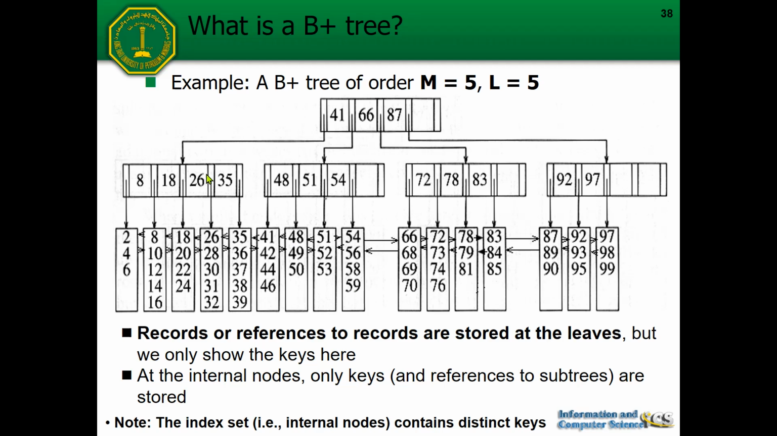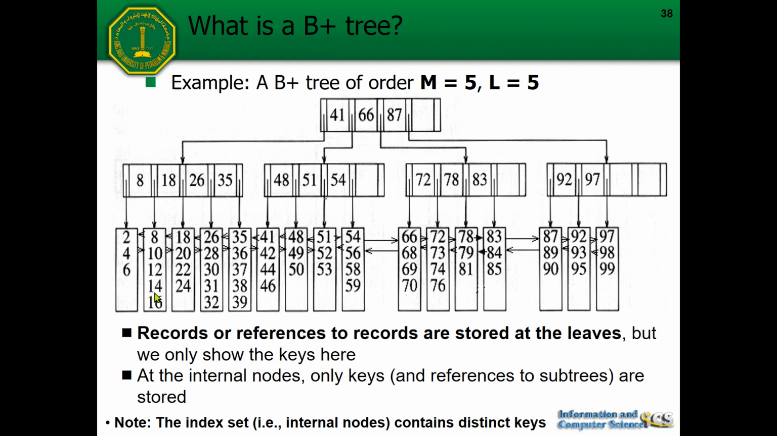Okay, maybe another thing that we need to understand, you can see that of course the keys in the leaf node should be sorted ascendingly. So you can see, for example, in this node there are 2, 4, 6 as the keys. Then in this node we see 8, 10, 12, 14 and 16 as the keys.